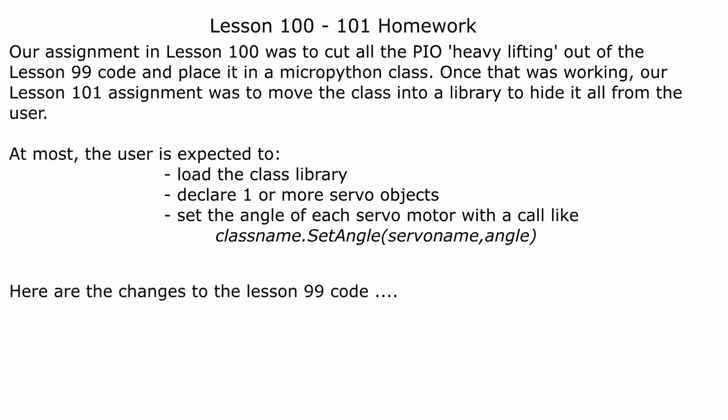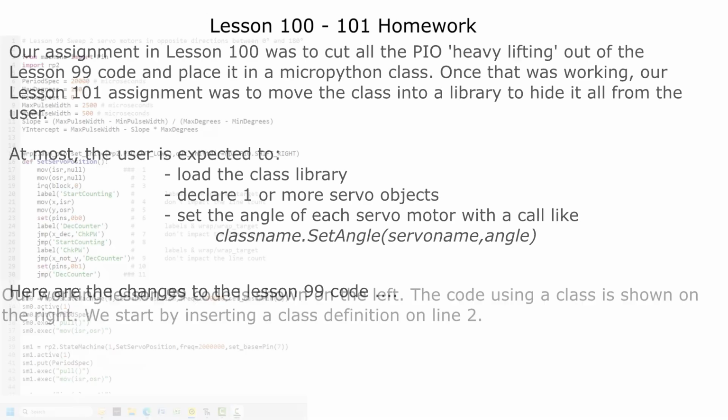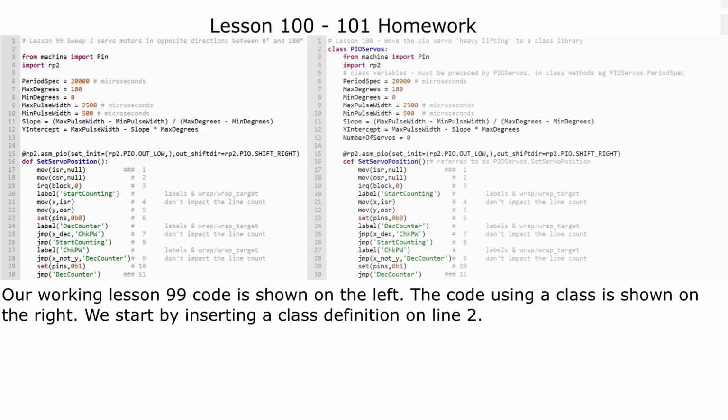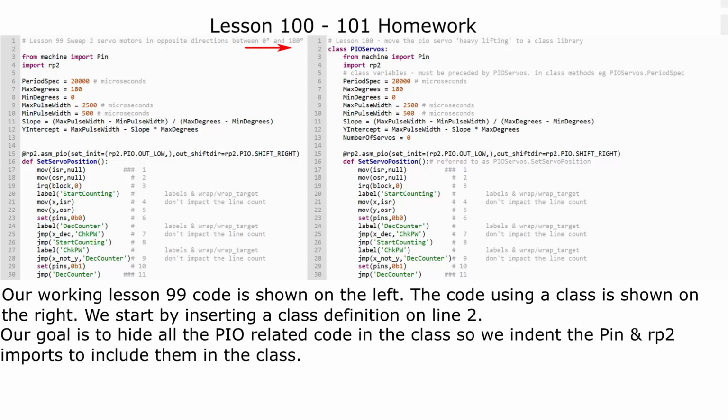Here are the changes to the Lesson 99 code. Our working Lesson 99 code is shown on the left. The code using a class is shown on the right. We start by inserting a class definition on line 2. Our goal is to hide all the PIO related code in the class, so we indent the pin and RP2 imports to include them in the class.